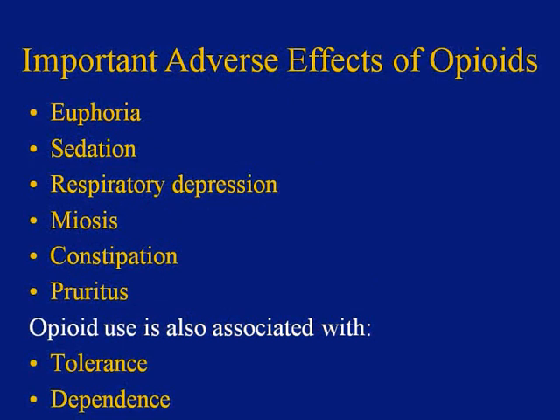And then we have to know all the listed adverse effects, because these are the most important ones. And so the adverse effects of opiates include euphoria, sedation, respiratory depression, myalgia, constipation, and pruritus. And then we know that use of opiates is also associated with two things, which are tolerance and dependence.